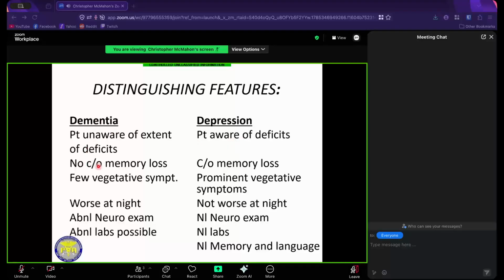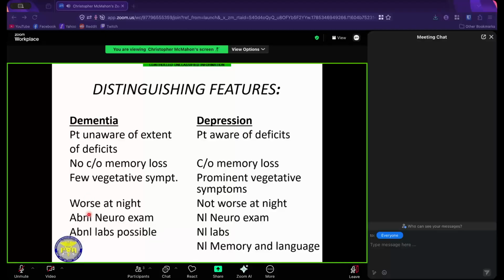Dementia is not typically associated with a ton of memory loss complaints, whereas depression, for some reason, is associated with memory loss complaints. And then in dementia, I have very few vegetative symptoms. These are people that are still functioning and doing things like normal, we just have cognitive deficits. Depression, these people are going to be very withdrawn, in a very vegetative state. They're not going to want to do things. They have very decreased level of energy.